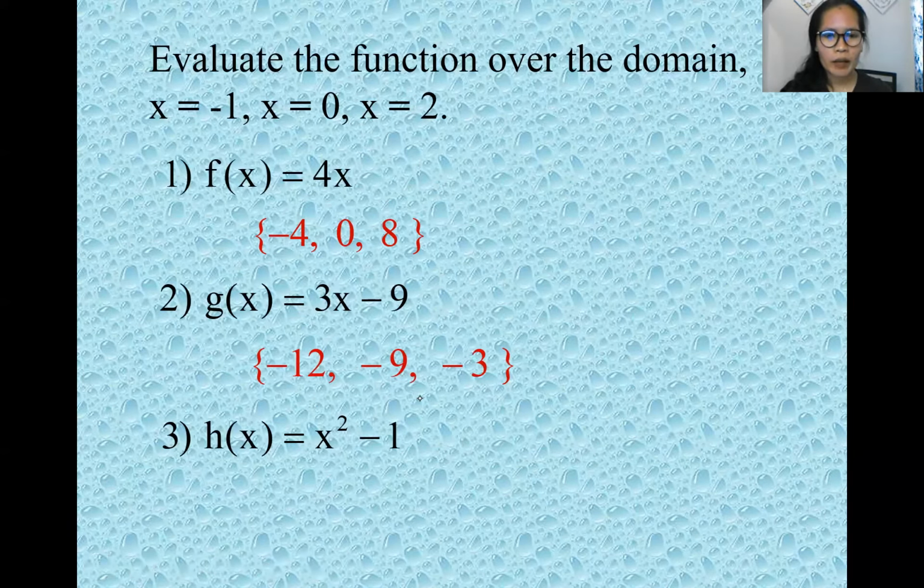How about number 3? h of x is equal to x squared minus 1. So negative 1 times negative 1 is 1. Minus 1 is 0. The domain values above, x equal to negative 1, 0 and 2, are just substituted into the given function. Okay. Proceed. x squared minus 1. So 0 times 0 is 0, minus 1, negative 1. Then, 2 times 2 is 4, minus 1 is equal to 3. So it's easy. Just substitute everything.